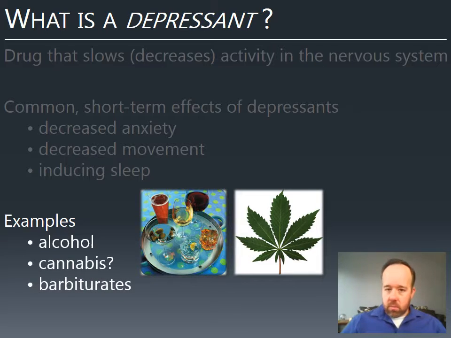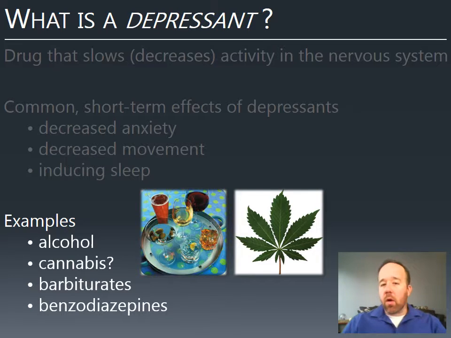Barbiturates are a very common, or at least they were a very common class of depressant. As we'll see, they become less common with the development of less risky drugs. The benzodiazepines are very popular. They're also depressants, and they're in very common use even today. There are lots of them. We'll talk about some of them. And so these are the prime examples of depressants, with again cannabis being sort of a questionable member of that category. And we have a whole week devoted to marijuana later on as well.